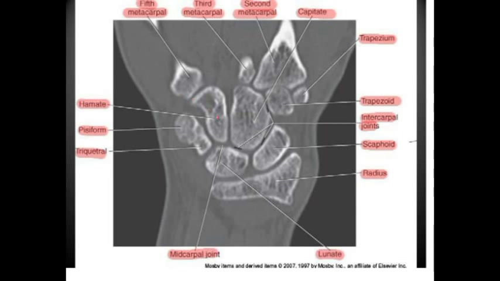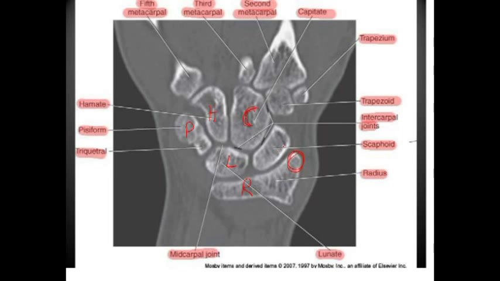Okay, here we have the radius. We have the styloid process of the radius. We have the capitate, which is very large. The hamate, which is almost as large. The pisiform, which is slightly smaller.